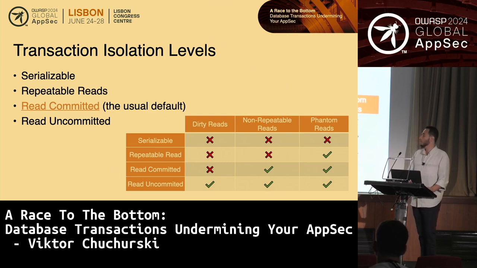Postgres does not implement read uncommitted. So if you're using Postgres, the lowest isolation level you can use is read committed. If you use CockroachDB, the default is serializable, so you're pretty good without doing any additional work for CockroachDB.